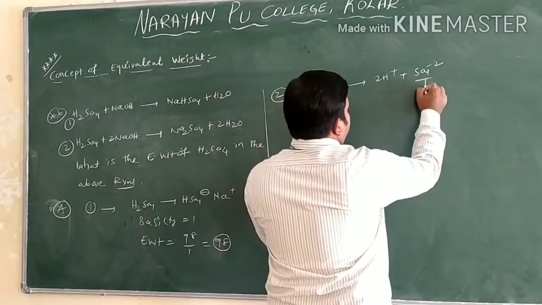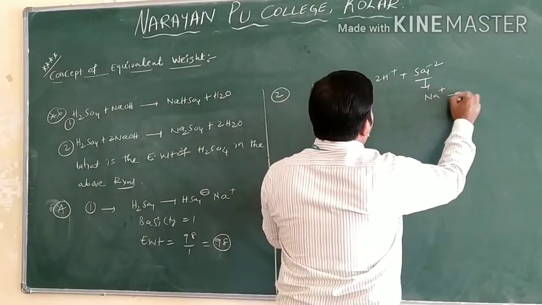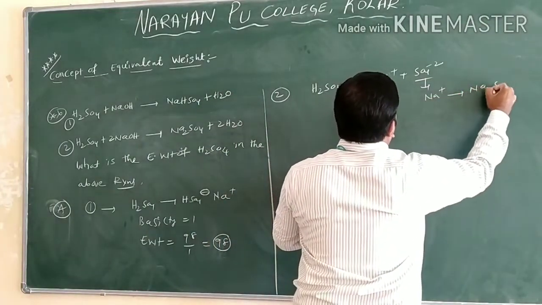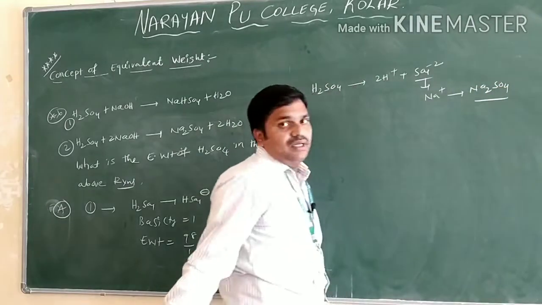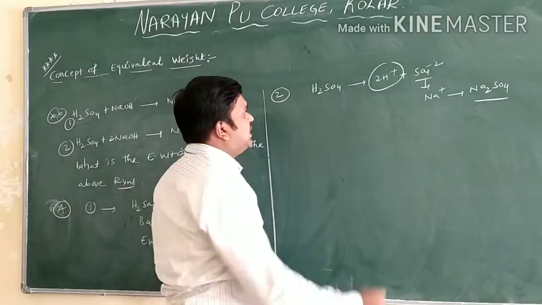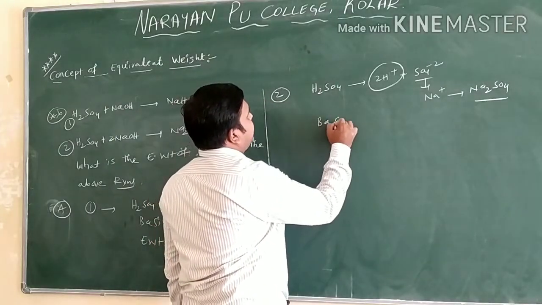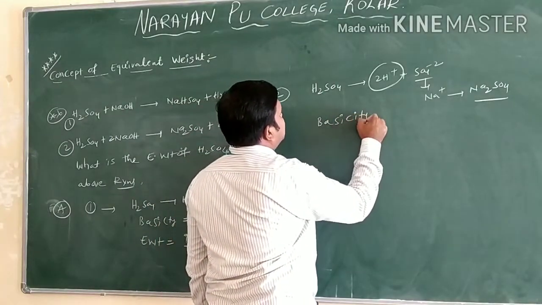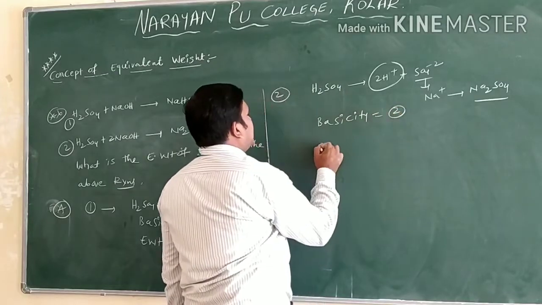This SO4 minus 2 combined with what? Na plus ions, it will form Na2SO4 only. In the total reaction, how many H plus ions are involved? 2 H plus ions are involved. So you will write basicity is equal to 2 only.